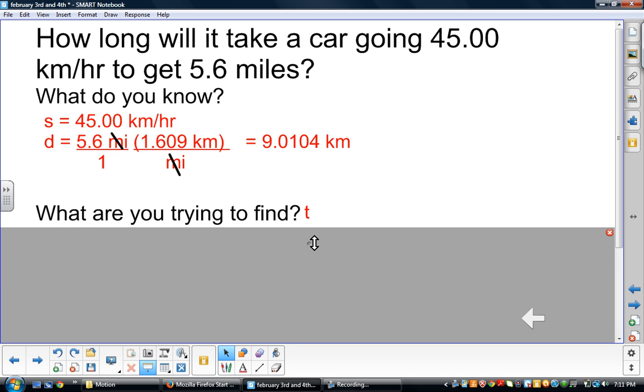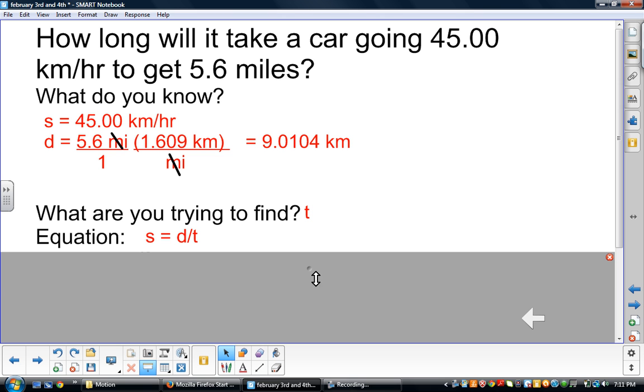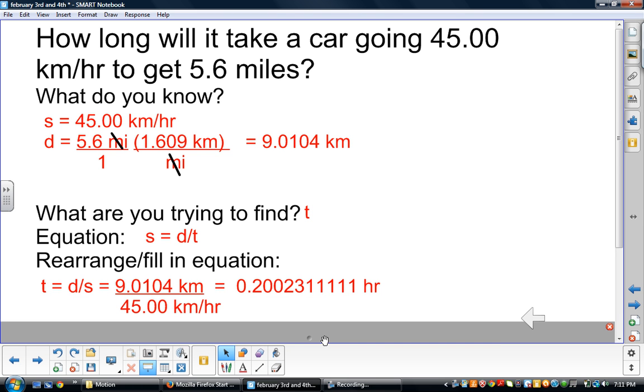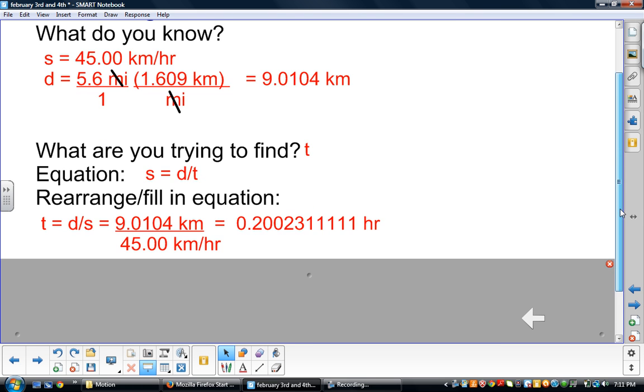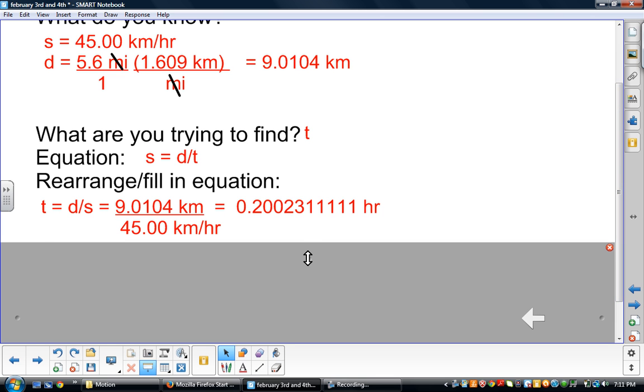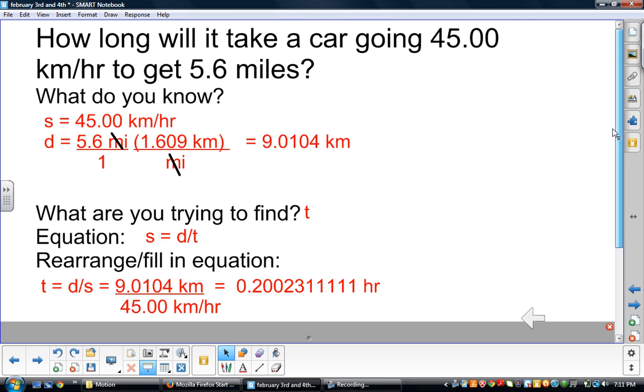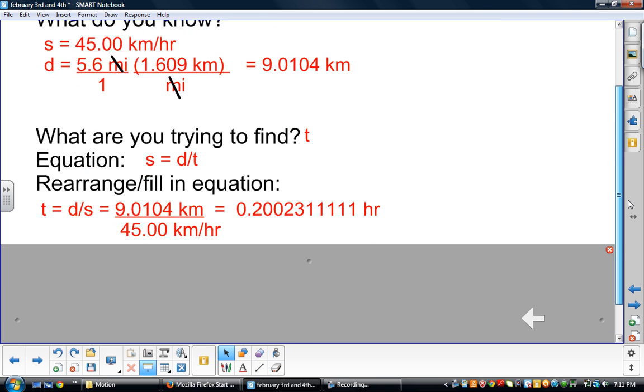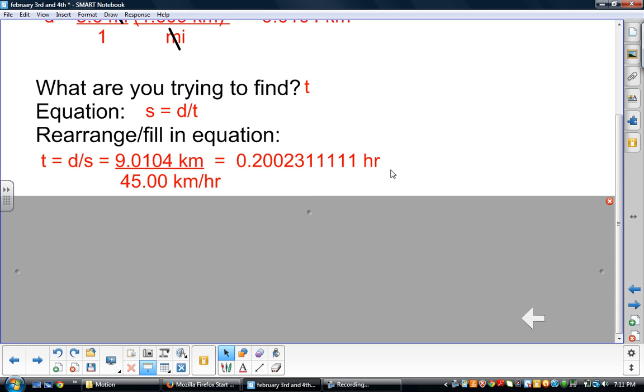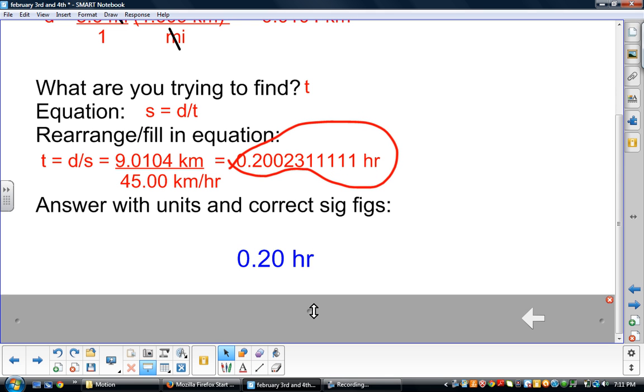We're trying to find time. Speed is distance versus time. We rearrange our equation for time. We plug in the values, and we get our answer. And how many sig figs should it have? Let's go back and look at our original number. It should have 2 sig figs. So we should write this number right here. That number should be written with 2 significant figures. So our answer is 0.20 hours.